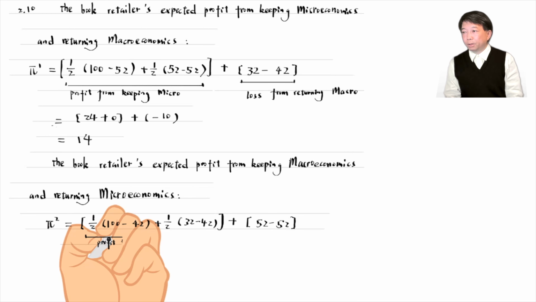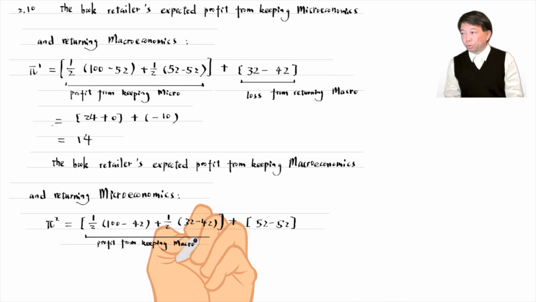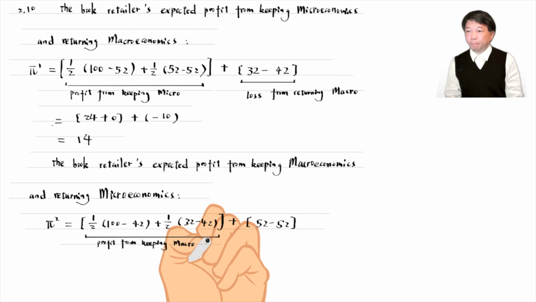The first part is the average of the profits in the two outcomes for keeping macroeconomics. If the book is sold, the retailer earns 29, but if the book fails to be sold, the retailer loses 5. The expected profit is 24 from keeping macroeconomics.